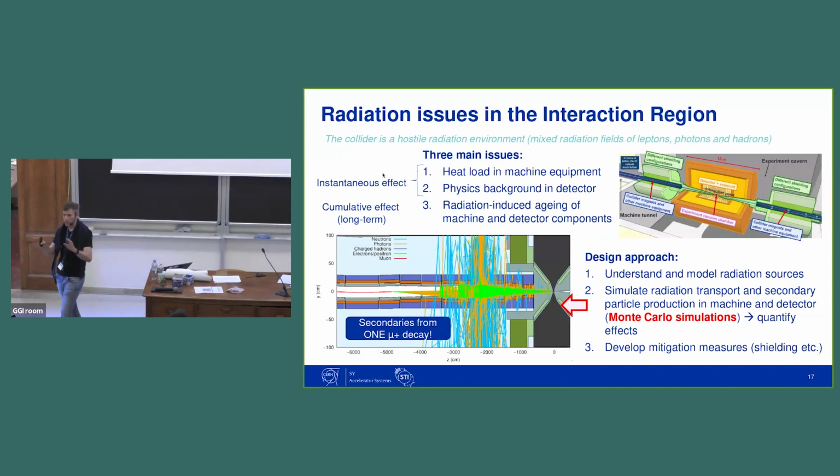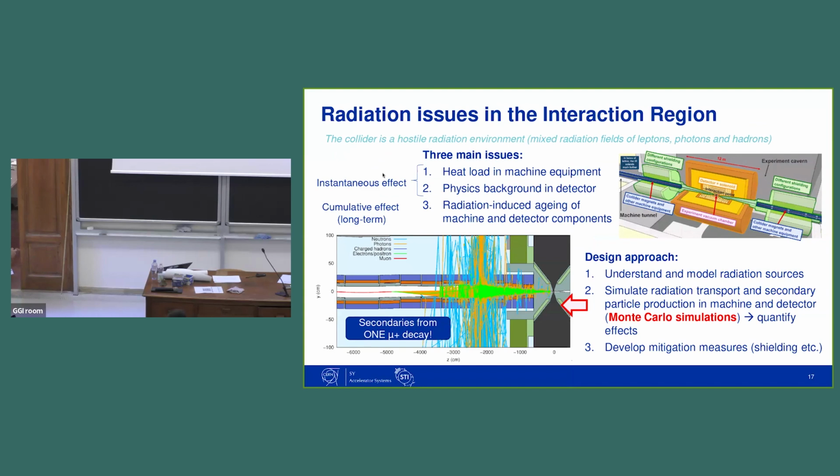So let's come now to the beam-induced background and all the radiation issues. So the second part of this lecture. The collider is a very hostile radiation environment. As you will see later, we get a mixed field of different particles: leptons, photons, and hadrons.